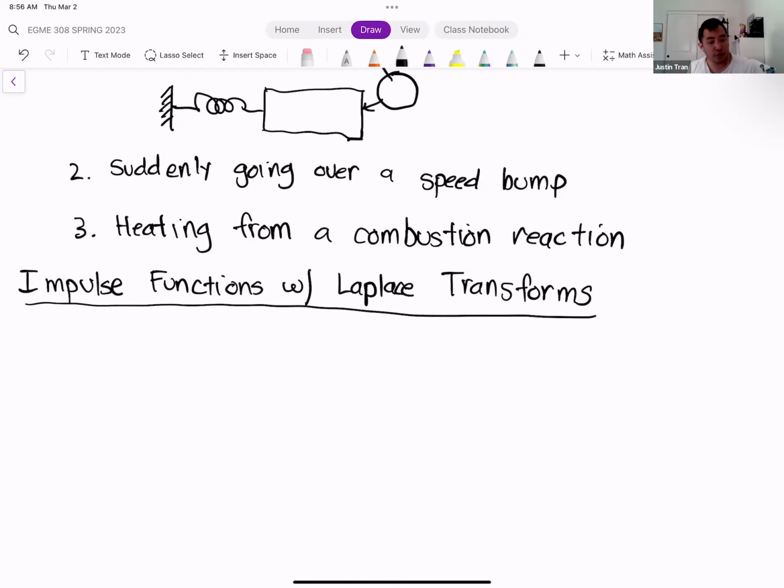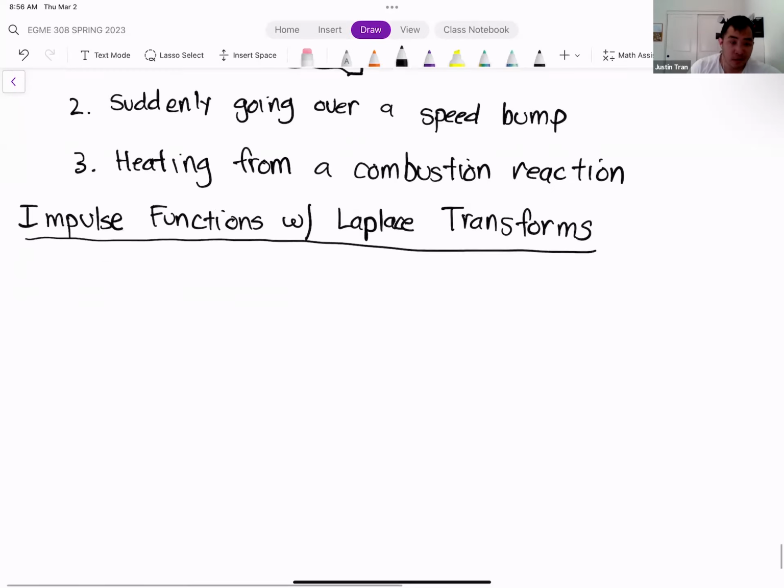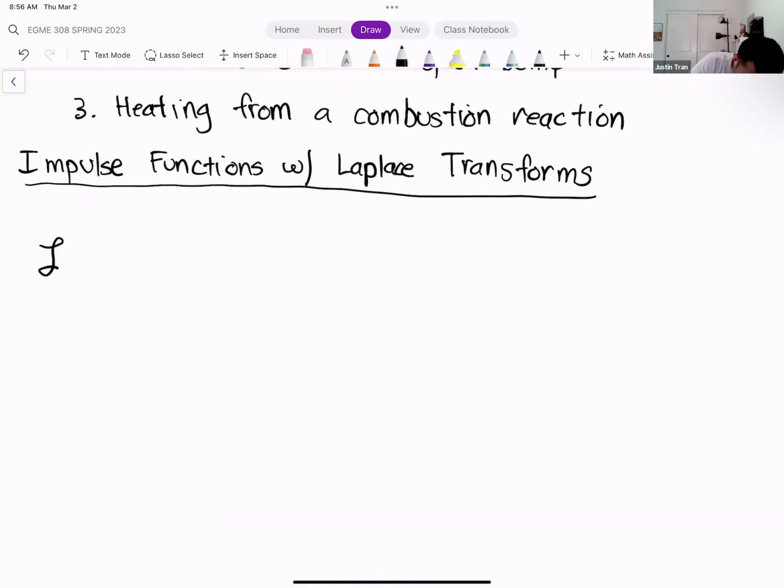Okay, and so of course, our ultimate goal is to incorporate these impulsive forcings or these direct delta forcings into our governing differential equation. Okay, and so let's see how that works out. So before we can do that, of course we need to be able to take the Laplace transform of an impulse function. Okay, so let's start with that.